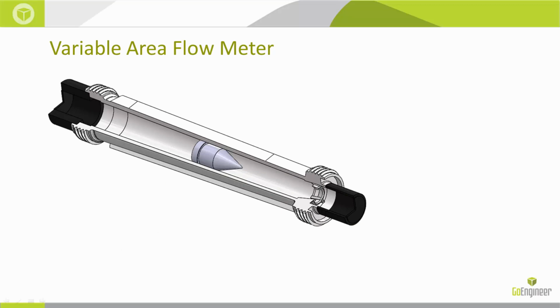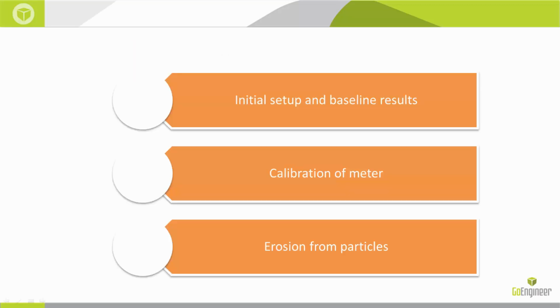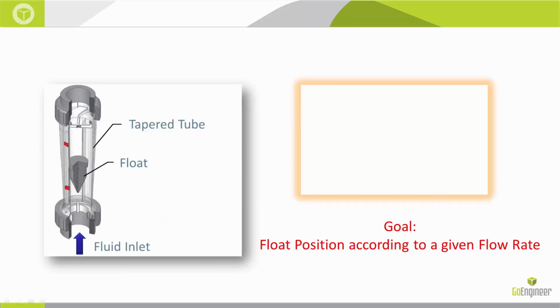You can see that there's a tube, varying diameters, and a float inside, and the position of that float is going to show us different flow rates and pressures inside of our product. So we'll start off with looking at the initial setup, move on to the calibration, and then look at some particle flow. The tube tapers down, as I mentioned, with the float inside. We have the fluid inlet coming up from the bottom there. So what we want to know is what float position corresponds to a given flow rate.